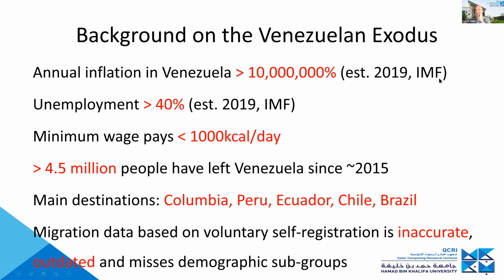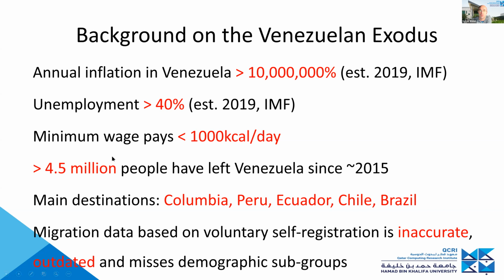According to the International Monetary Fund, unemployment is upwards of 40%. And this is quite shocking. If you were earning minimum wage and you spent every single peso on food, you could only afford about 1,000 calories a day, right? So people were literally starving in what was called the Maduro diet.